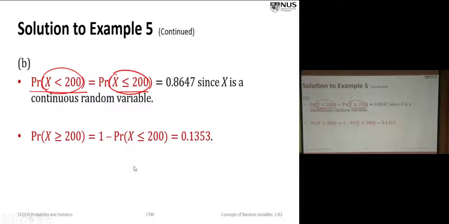Then x greater or equal to 200 is equal to 1 minus. I'm sorry, maybe strictly speaking, this should be less than 200. So that is a complement of each other. But because it's a continuous random variable, it won't affect your answer. But strictly speaking, it should be less than 200.